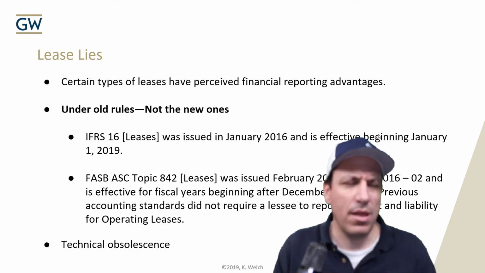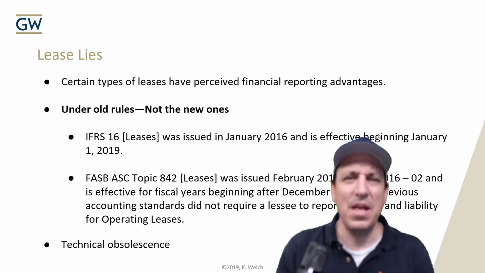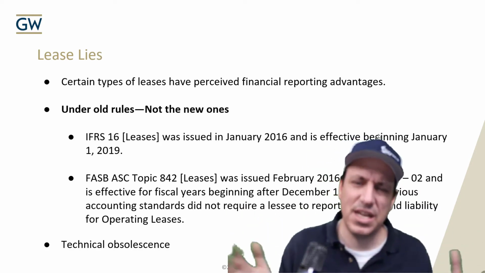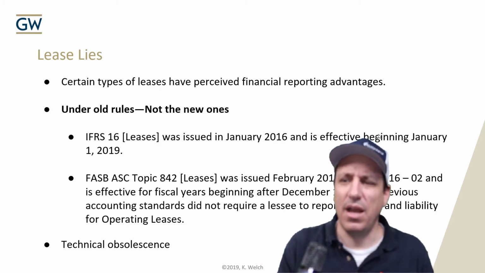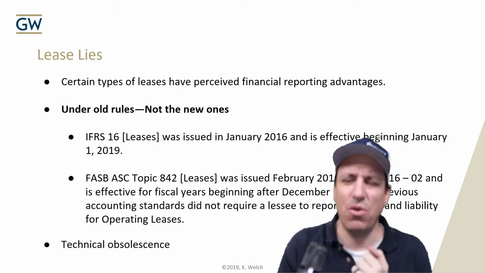And so the FASB and IFRS both didn't like this. They thought this was gaming the system. And so they changed it. Under IFRS, it was IFRS 16. It was effective in 2019. FASB ASC 842 similarly came into effect basically in 2019 also.